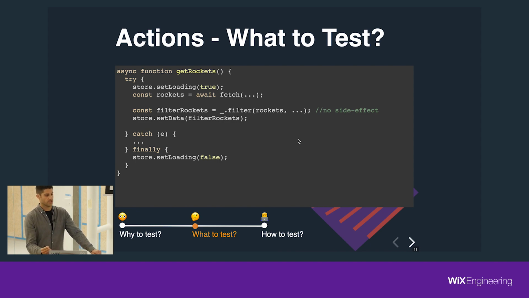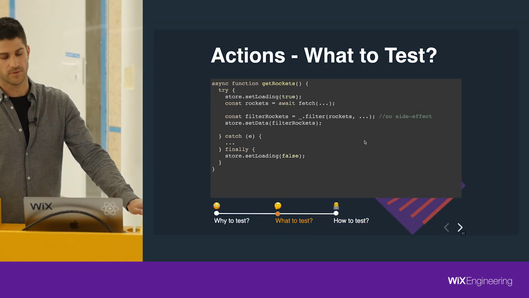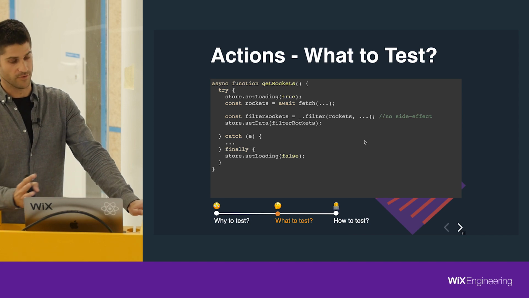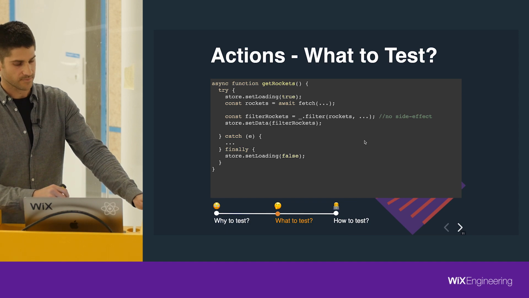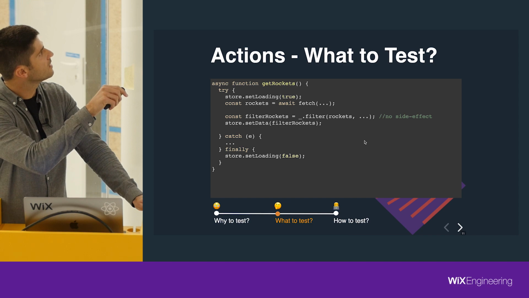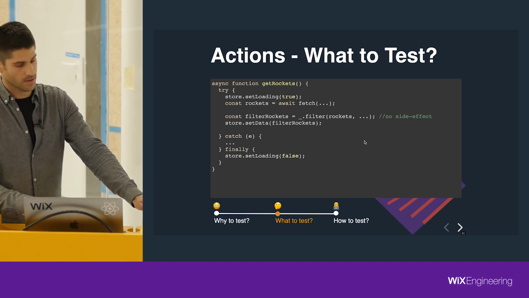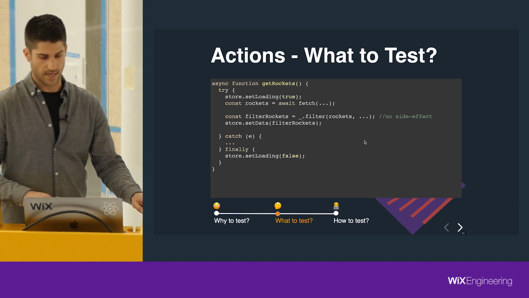After this, I would like to test that fetch has been called. Then here, I filter. Filter, as I mentioned before, is not a side effect. If you want to be really religious, you can test that you're calling lodash's filter. But I try to avoid this because it's a loop that I can't find the end of. And finally, I will also test the set data with the filtered rockets. And of course, I will set loading to false, also a setter, which I would like to test.